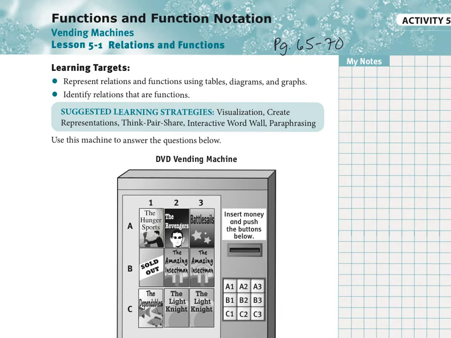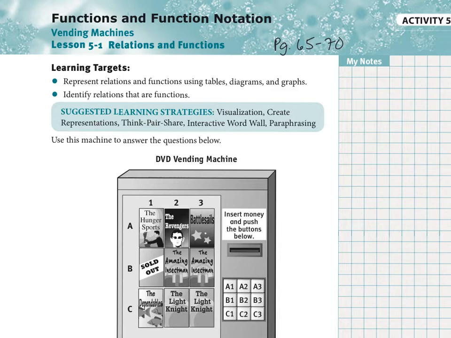Algebra 1 class, this is Miss Graham, and today I'm going to take you through Lesson 5.1, looking at relations and functions. We are now in Unit 2 of our entire textbook, so make sure you have that new unit out. This whole entire unit is called functions, so we know that we're going to be looking at the fundamentals here. Go ahead and pull out pages 65 through 70.